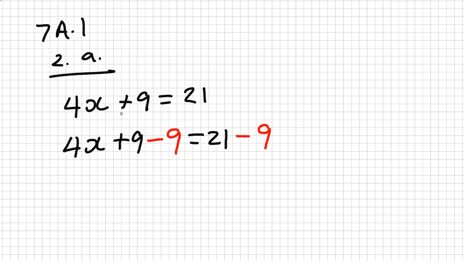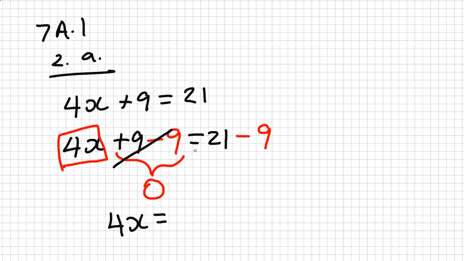Our operation was to plus 9. Our inverse operation is to minus 9. What this effectively does is we have plus 9 minus 9, and that equals 0. So what we then end up with is just 4x on this side of the equation. So I'm going to write that on a new line. 4x, the 9's gone, equals, now 21 minus 9, we can evaluate that. 21 minus 9 is 12.